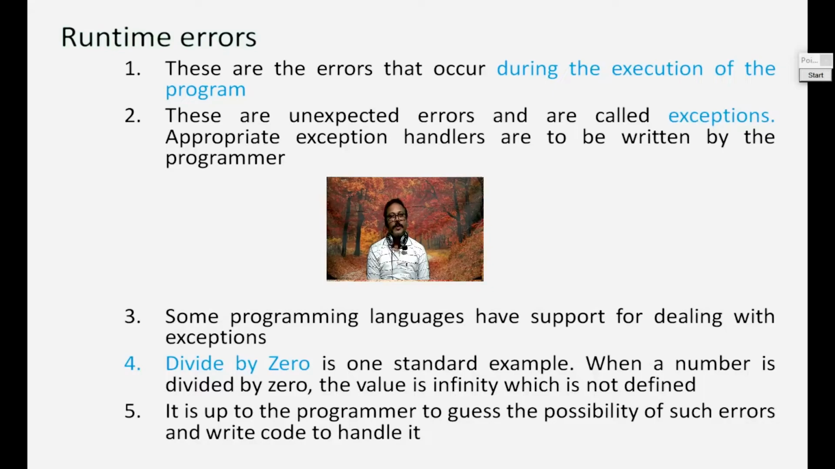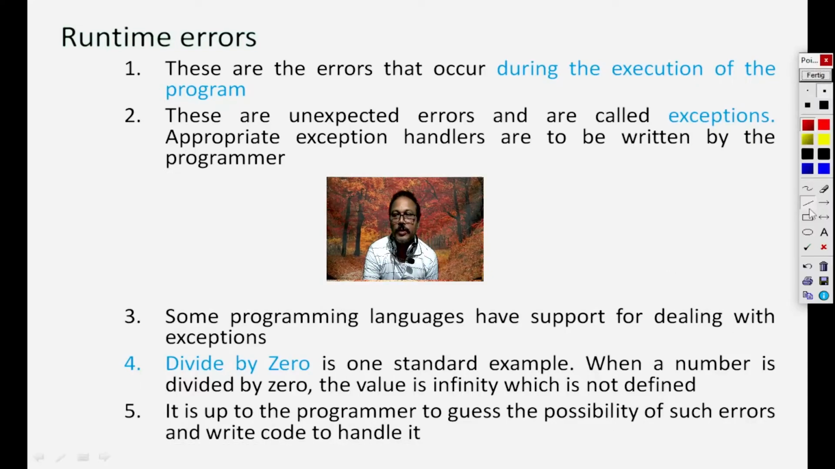Runtime errors. So those errors which occur during the runtime. These are unexpected errors. These are the errors that occur during the execution of the program, but these are unexpected errors. That's why they are called exceptions. They are not expected. One example is divide by 0. So you are performing, say, addition, subtraction, division, multiplication of numbers. The unexpected thing in that case is division by 0.